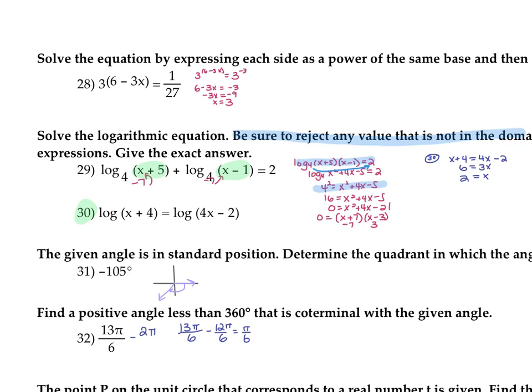30 is the one-to-one property. There's one log on either side of your equal sign. You just have to set them equal to each other and then solve. Questions on those?